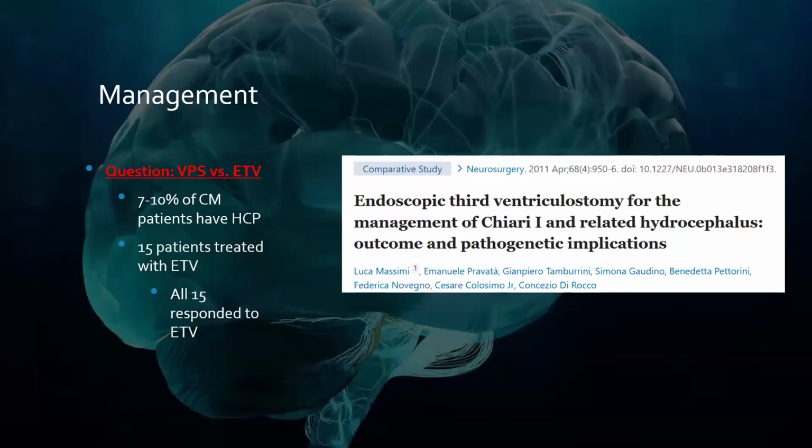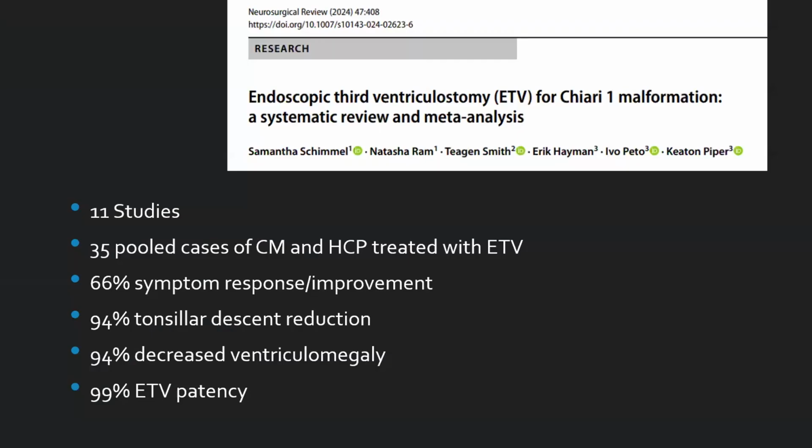Now, once you decide you want to treat the hydrocephalus, then the question is, do you shunt or do ETV? Now, we think about 10% of Chiari patients have hydrocephalus. This is a paper from 2011, a small series of patients, but one of the first that described ETV in the management of Chiari 1 related hydrocephalus. And in this very small series, all 15 responded to ETV. Now, 15 is a small number.